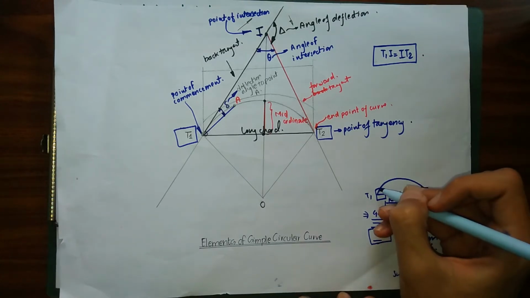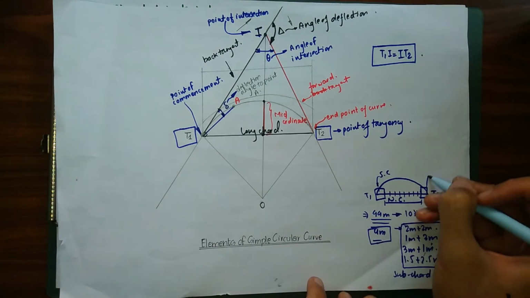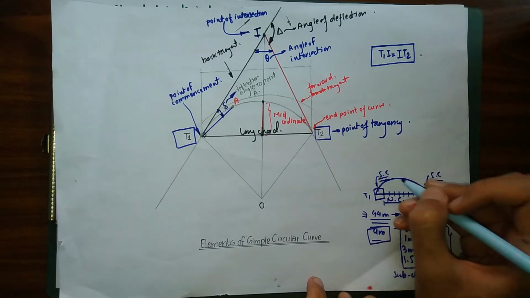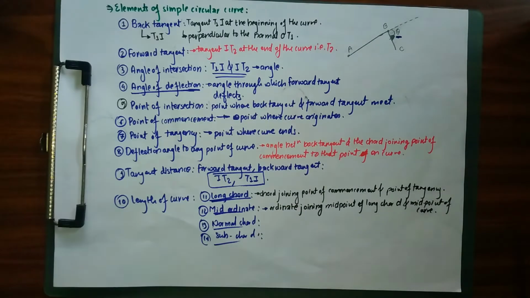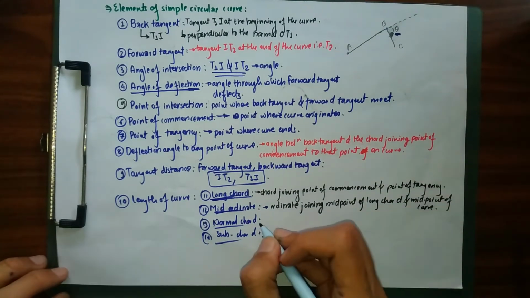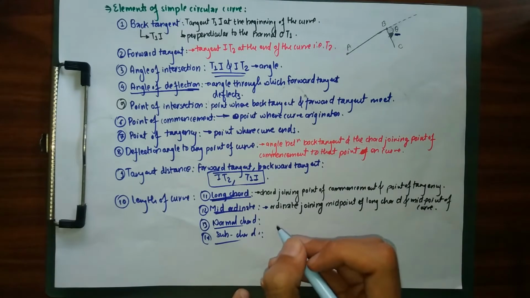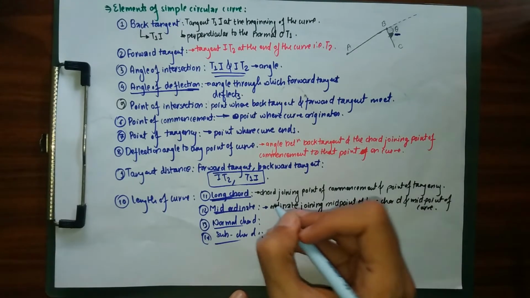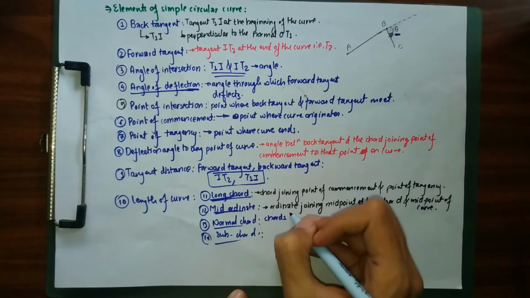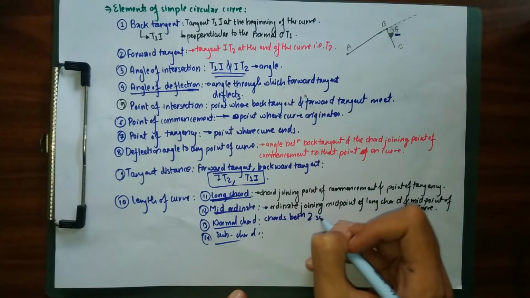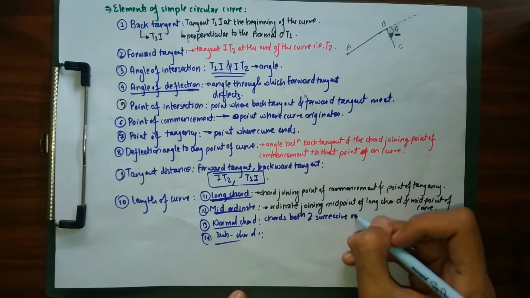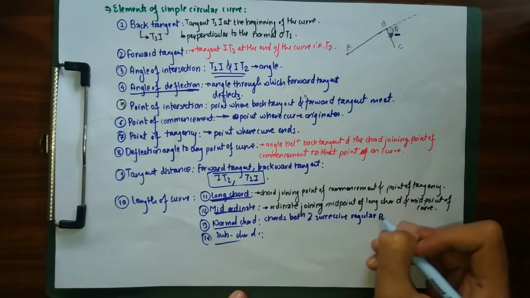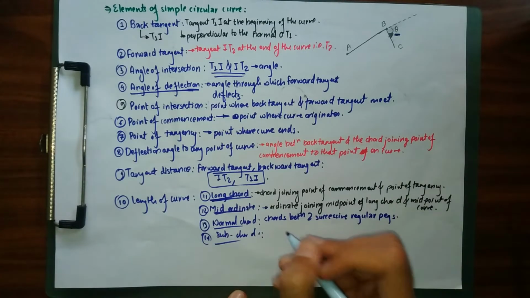Hope you have got the idea of sub chords and normal chords. This is where our sub chord occurs, and sub chords might or might not be of equal length, but our normal chords are always of equal length. So let me give our definition of normal chord and sub chord. What does normal chord mean? Normal chords are the chords between two successive regular pegs on the curve, while our sub chords are generally shorter.